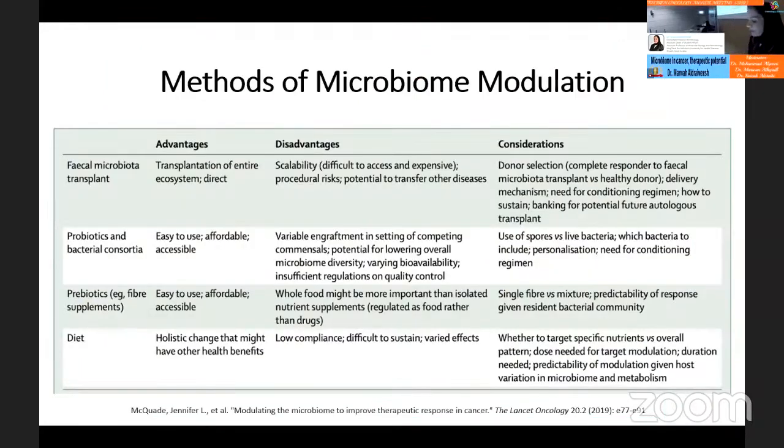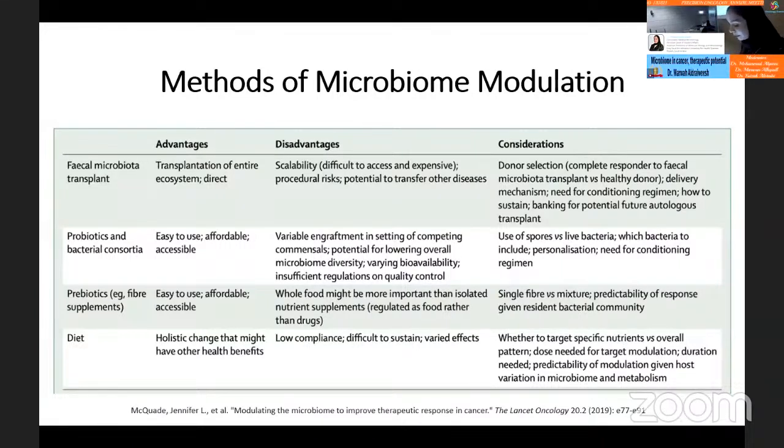So what are the methods of microbiome modulation? How can we modulate the microbiome? According to a review published in 2019, there are 4 ways that we can modulate the microbiome, the first being fecal microbiota transplant, and each one of these methods has its own advantages and disadvantages, and considerations should be taken in order to implement that method.